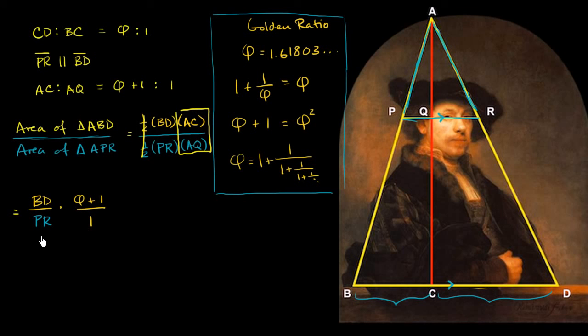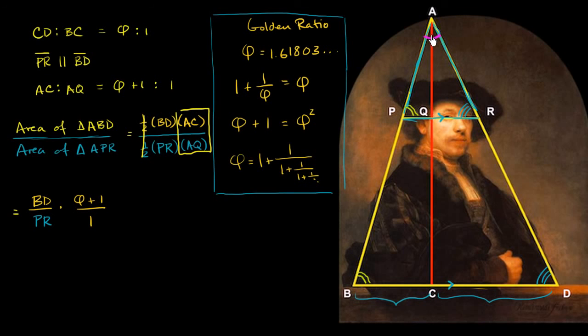So what's the ratio of BD to PR? So the ratio of the base of the larger triangle to the base of the smaller triangle. What might jump out at you is that the larger triangle and the smaller triangle are similar triangles. They both obviously have angle A in common. And since PR is parallel to BD, we know that this angle corresponds to this angle. So these are going to be congruent angles. And we know that this angle corresponds to this angle right over here. So now we have three corresponding angles that are congruent.